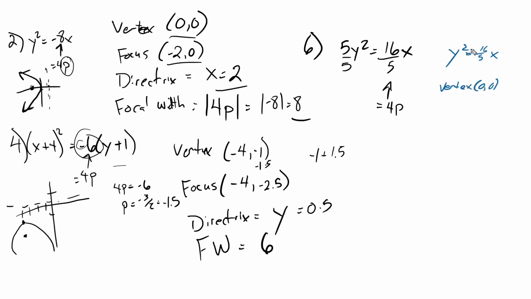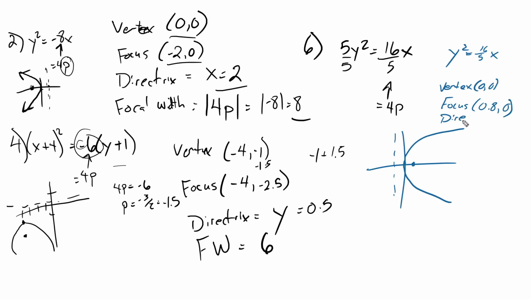My focus, and again, it is opening up horizontal, it's opening up to the right at the vertex. Okay, so focus, directrix, which means the focus is going to be positive this time. It's going to be on the x-axis, and again, to find it, I'm going to take this number and divide by 4, and that's going to give me 4/5 or 0.8. The directrix is on the other side, vertical line, so x equals -0.8.